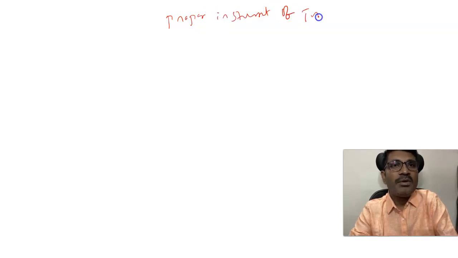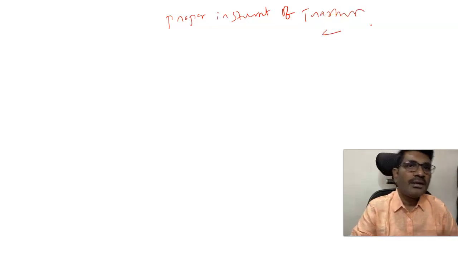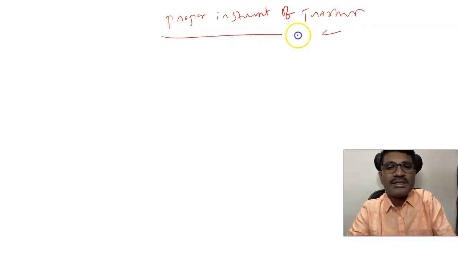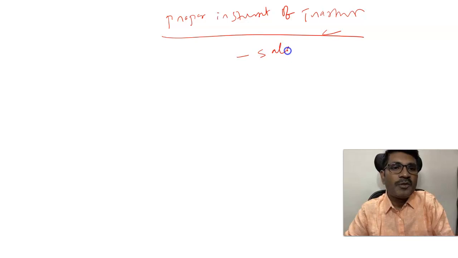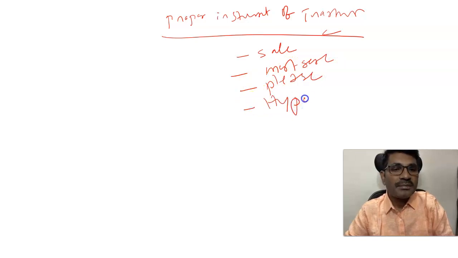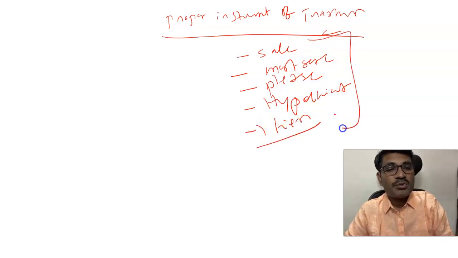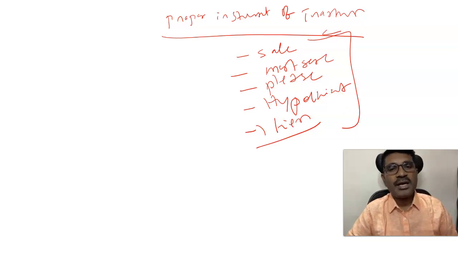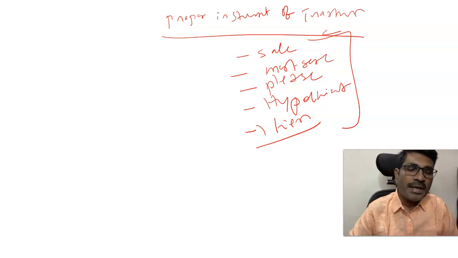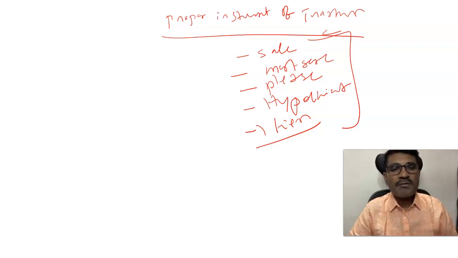When you look at proper instruments of transfer, I am putting it in a simple understanding: for example, sale deed, mortgage, pledge, hypothecation, lien. All these documents are examples of a proper deed of transfer or a proper instrument of transfer. Kindly remember, transfer of possession, transfer of interest.